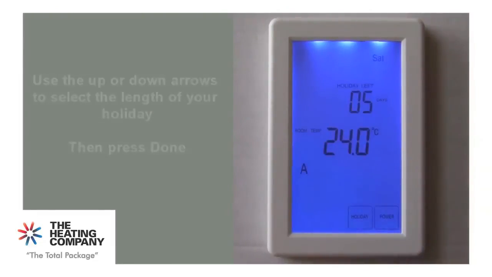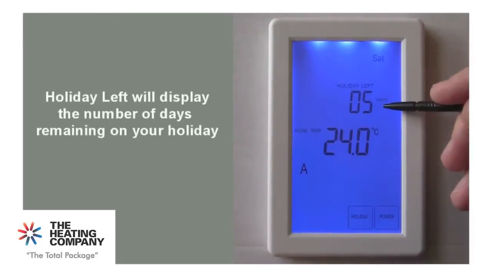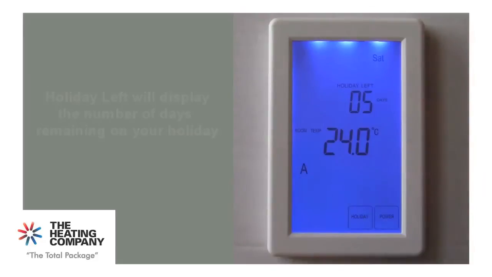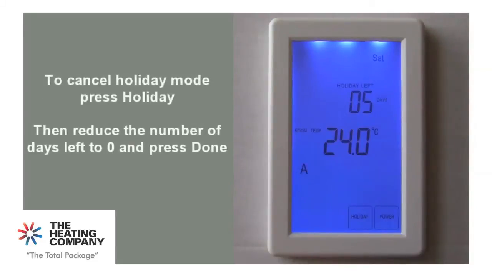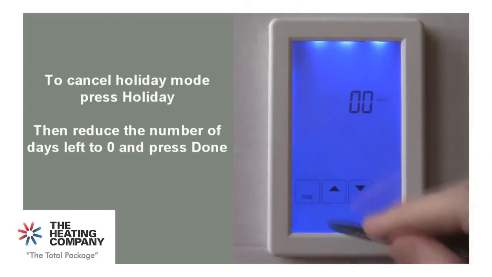The unit is now in holiday mode and will display the number of days remaining at the top of the display. To turn off holiday mode early, press Holiday, adjust the number of days back down to 0, and press Done.